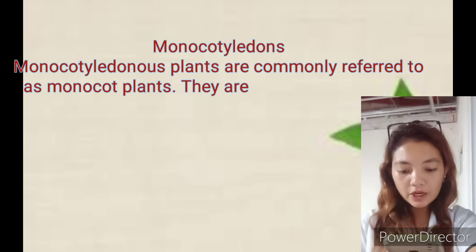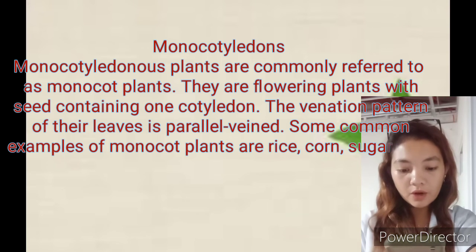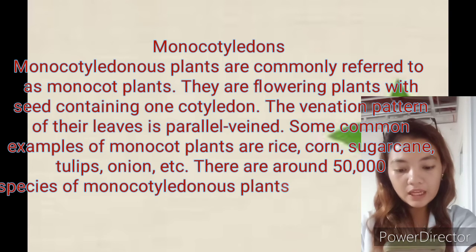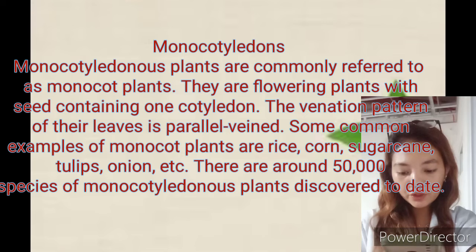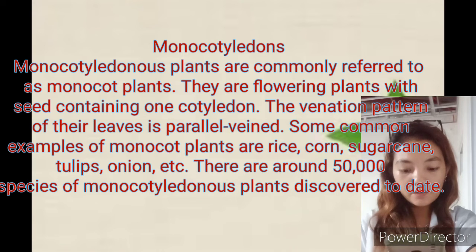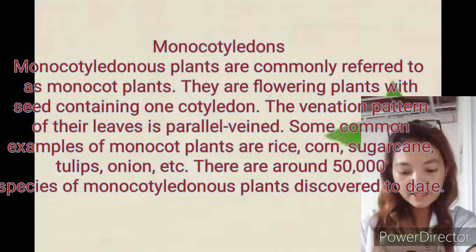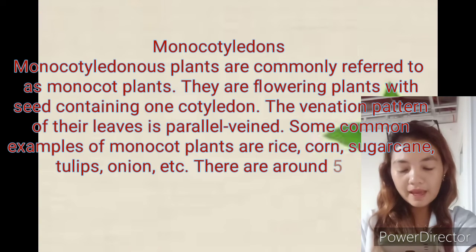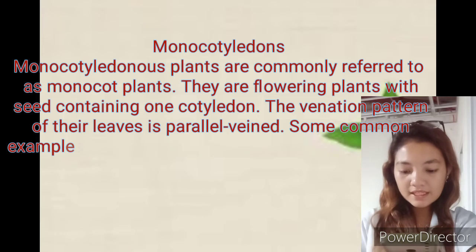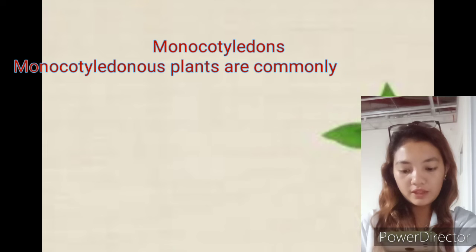Monocotyledons are commonly referred to as monocot plants. They are flowering plants with seeds containing one cotyledon. The venation pattern of their leaves is parallel vein. Some common examples of monocot plants are rice, corn, sugarcane, tulips, onion, etc. There are around 50,000 species of monocotyledons discovered today.